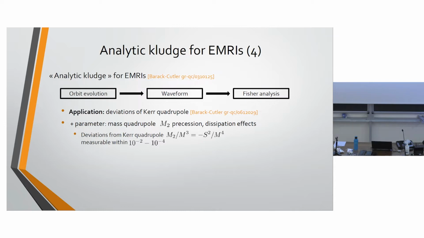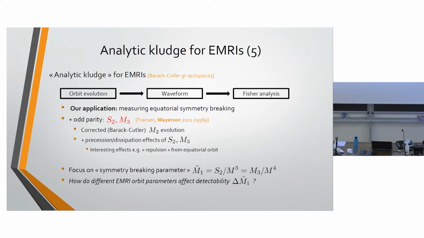Okay. And so I will use this number when I come back to applications, and we can see what this does for us in a concrete example or two. But for now, let's go on to what I want to do, which is basically expanding this again to measure equatorial symmetry breaking. In this framework, it is straightforward to do exactly the same thing that Brack and Cutler did, but we just add the effects of these odd parity guys, okay? And so we take the evolution that they had, including also the mass quadrupole effects.